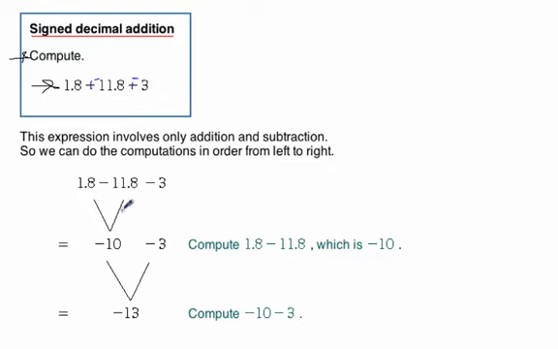Now, this is a little vague right here. I want to clarify this. Remember, this is the same thing. If we do our bump bump here, we've got 1.8 plus negative 11.8.